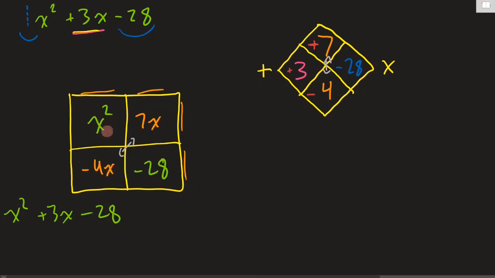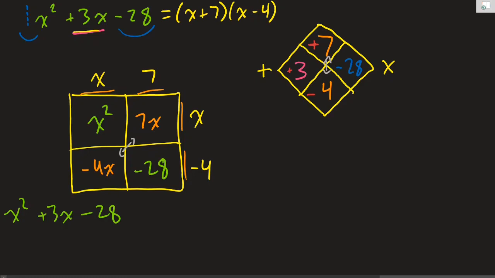Okay, so common factor here. Well, there's only a 1 here, so there's going to be no constant. It's just going to be an x in this spot. And x times x is x squared. x times 7 is 7x. 7 times negative 4 is negative 28. And negative 4 times x is negative 4x. And so this is x plus 7, x minus 4.